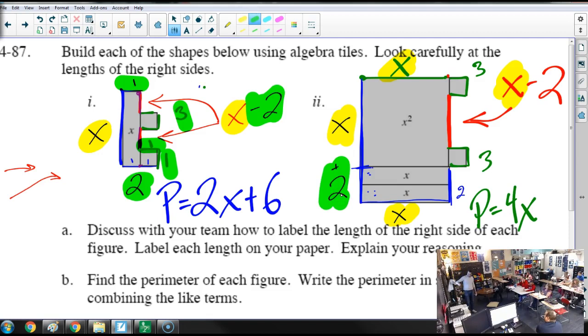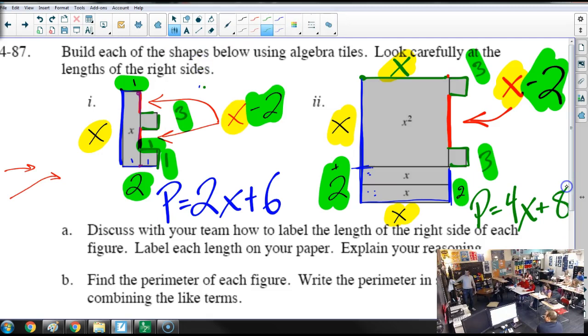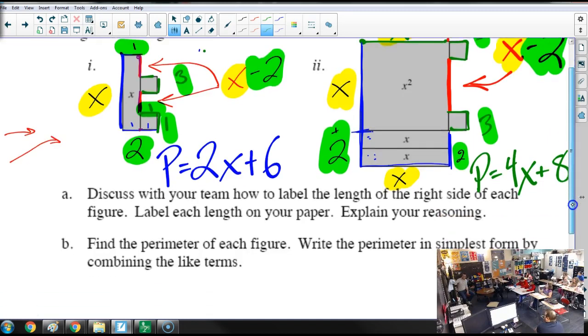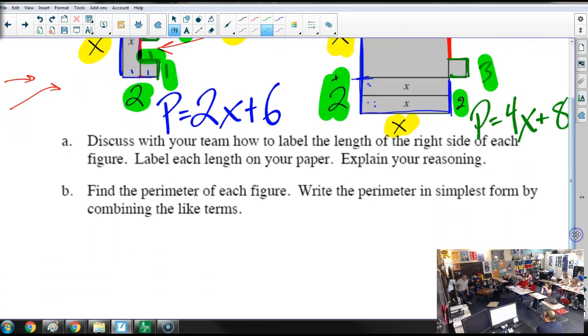2, 4, 7, 10, that would be 8. So 4x plus 8. Any questions how we found those? No, not really, like no questions, or no, not really, like I'm confused? We're good. So then, we're going to practice like we did yesterday.